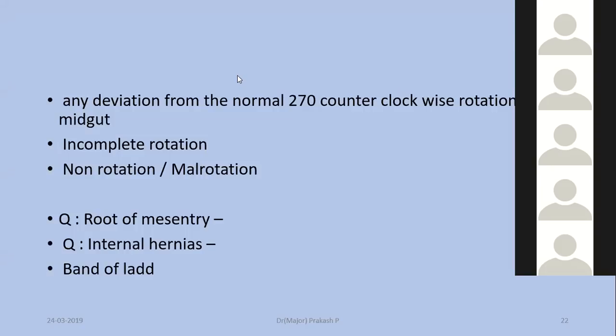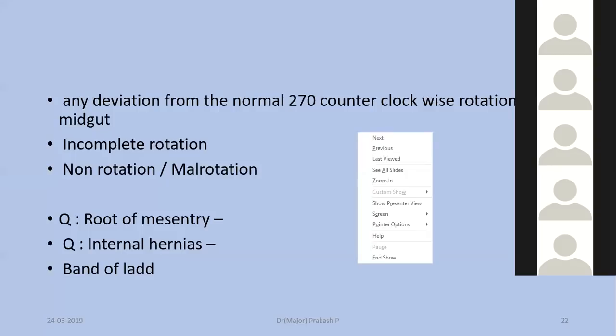And what are bands of Ladd? Anybody? Excellent. I got a very good response from Dr. Malavika. So the Ladd's bands fix the cecum to the retroperitoneum, and can go as high up as the right hypochondrial region. So when the cecum is highly placed, the Ladd's band can cause compression and sometimes obstruction of the duodenum. So that is the significance of the bands of Ladd. Okay.